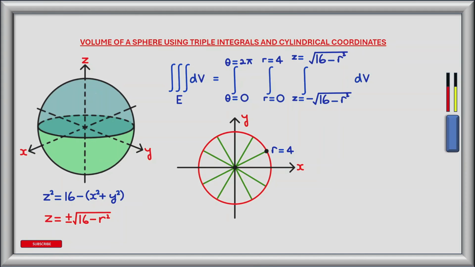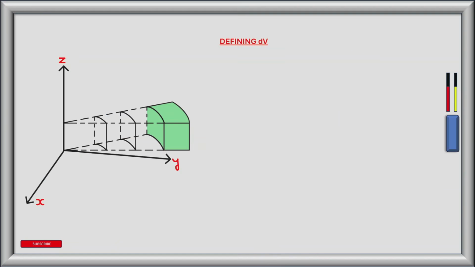So we've now defined our region using the limits of integration. Let's now unpack what we are integrating. So in our case it's dv. So dv represents infinitesimally small pieces of volume. We're using triple integrals to sum each of these to get the total volume. Let's look at the dimensions of one of these. If we look at the green shaded region, this represents an infinitesimally small piece of volume dv.